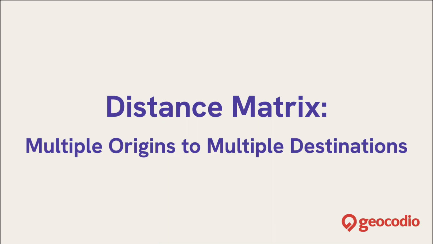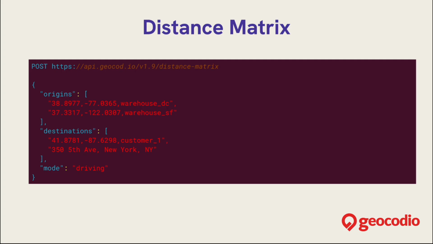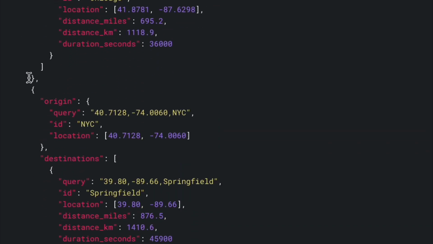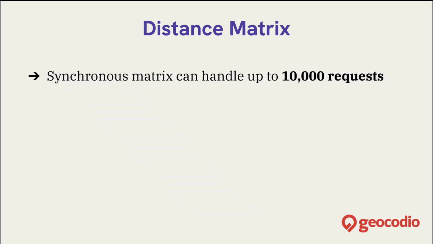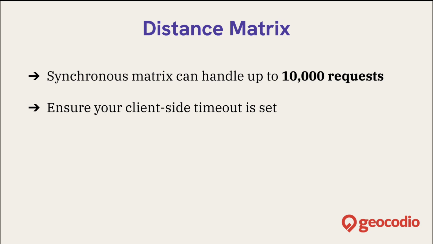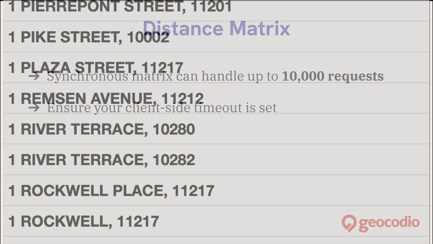The distance matrix endpoint calculates distances from multiple origins to multiple destinations in a single request. This is a post request. The body takes a JSON object with an origins array and a destinations array. The response groups results by origin, with each origin showing distances to all destinations. The synchronous matrix handles up to 10,000 total calculations per request. Since the request is synchronous, you should make sure that your client-side timeout is appropriately set.